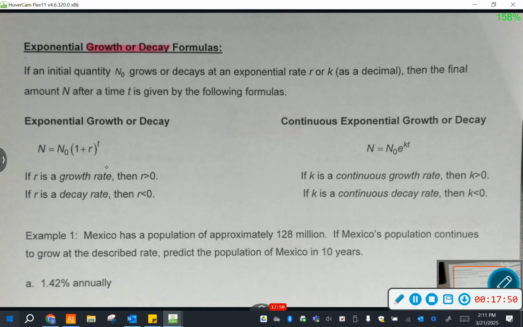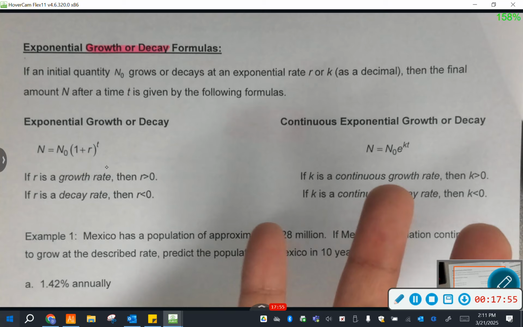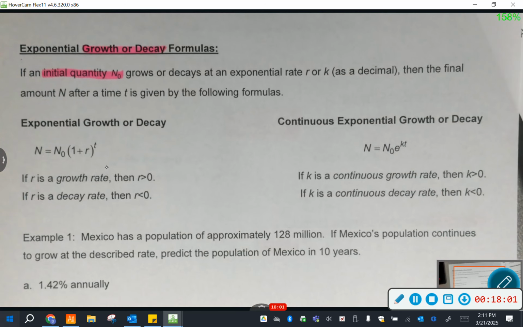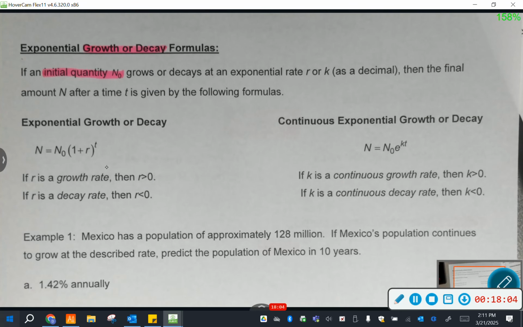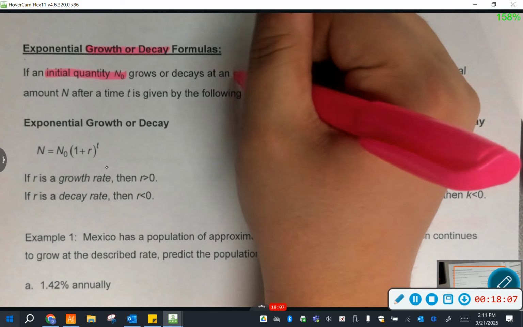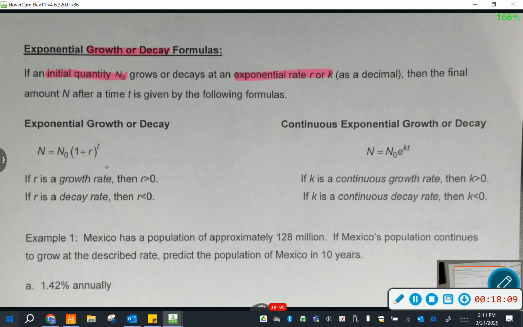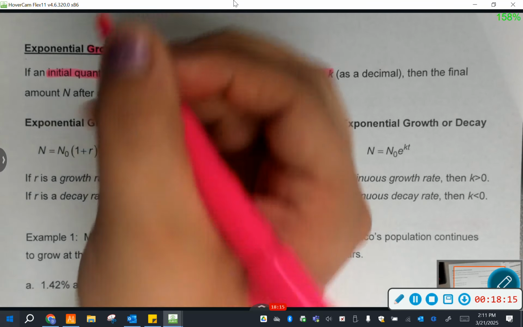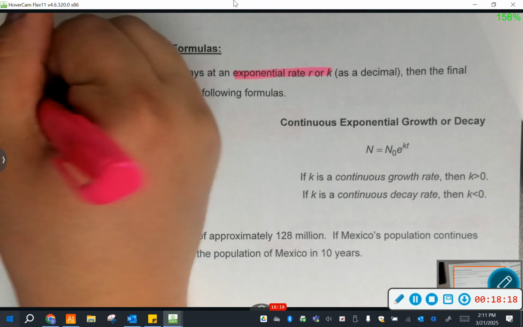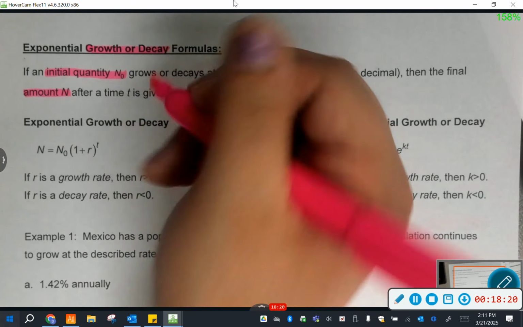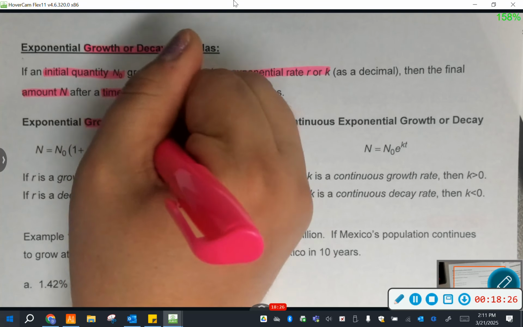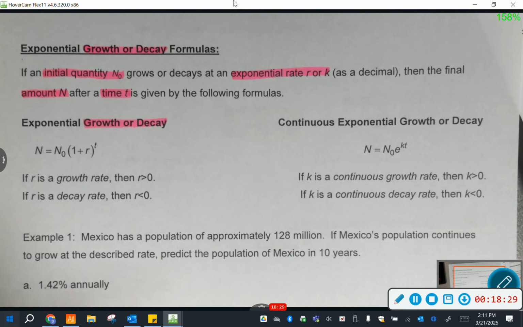So for exponential growth and decay, these formulas are very similar. They just use different letters because we're not going to use P for principal, since it's not principal anymore. It's your initial value. So instead of a P, they're going to use an N naught, your initial quantity. You're going to have an exponential rate. They're still going to use R, but sometimes they use K, and I have no idea why. And then N is your A, the amount after however much time, which is still T. So we have growth and decay, and this is your formula.